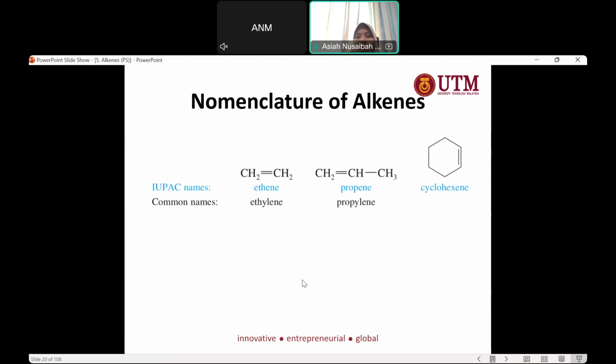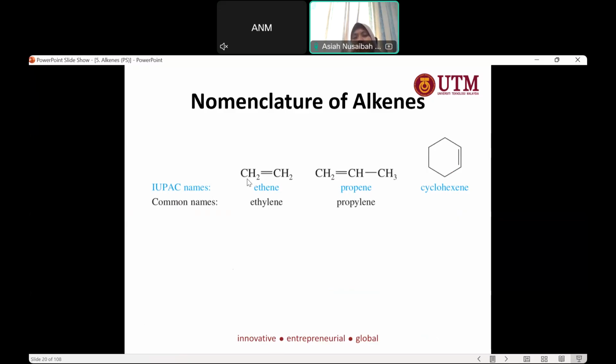Okay, so that's about the elements of unsaturation. Now, let's see how we name the alkenes. We actually already know how to name the alkenes. It won't differ much, but let's see. We have some examples here. We have IUPAC names and we have common names. IUPAC names in blue, common names in black.